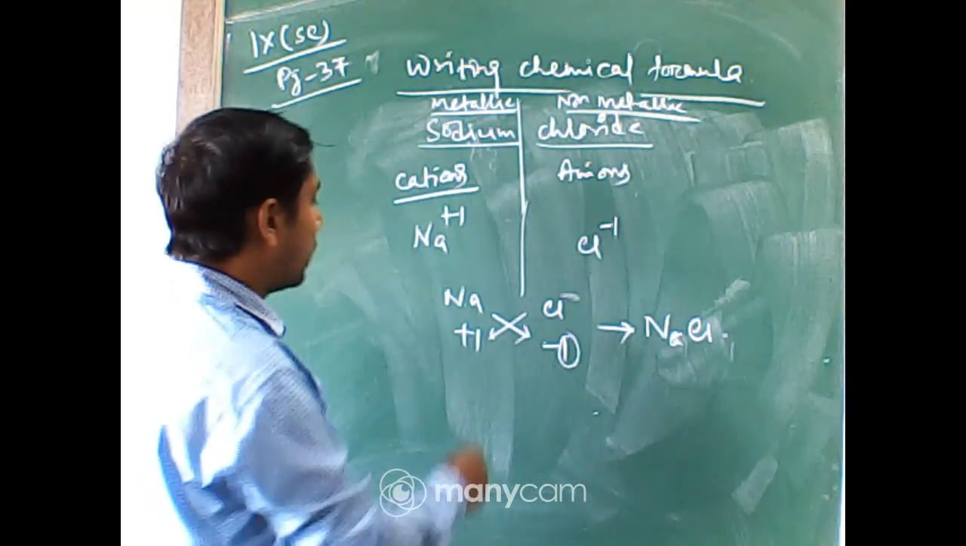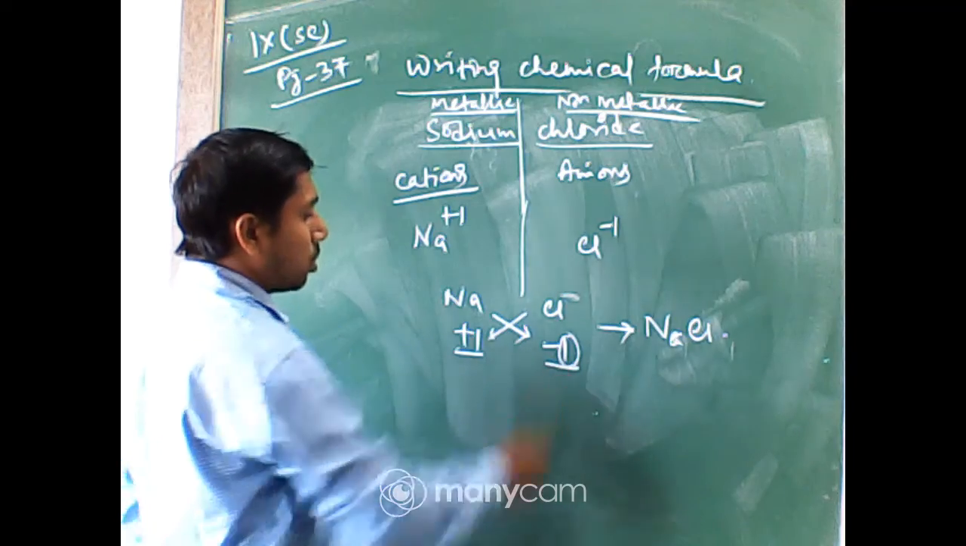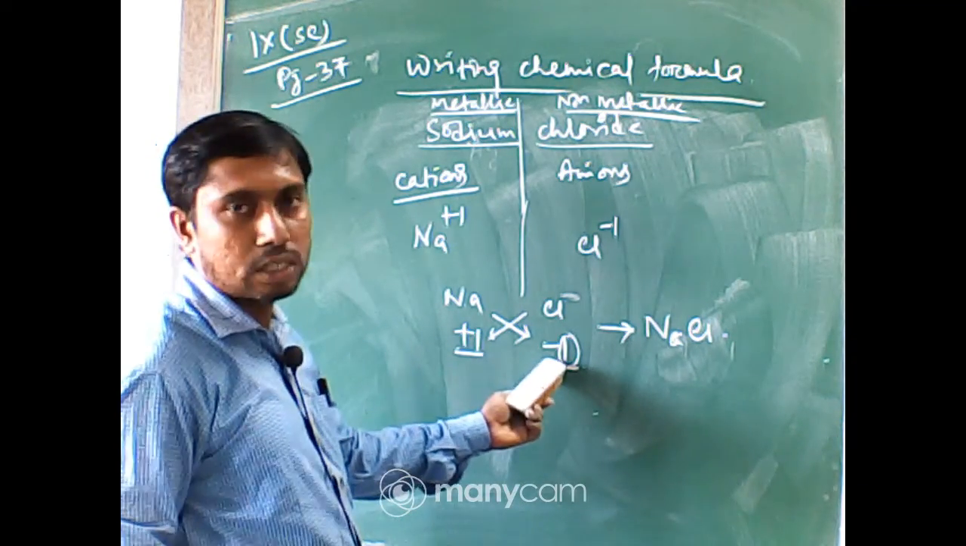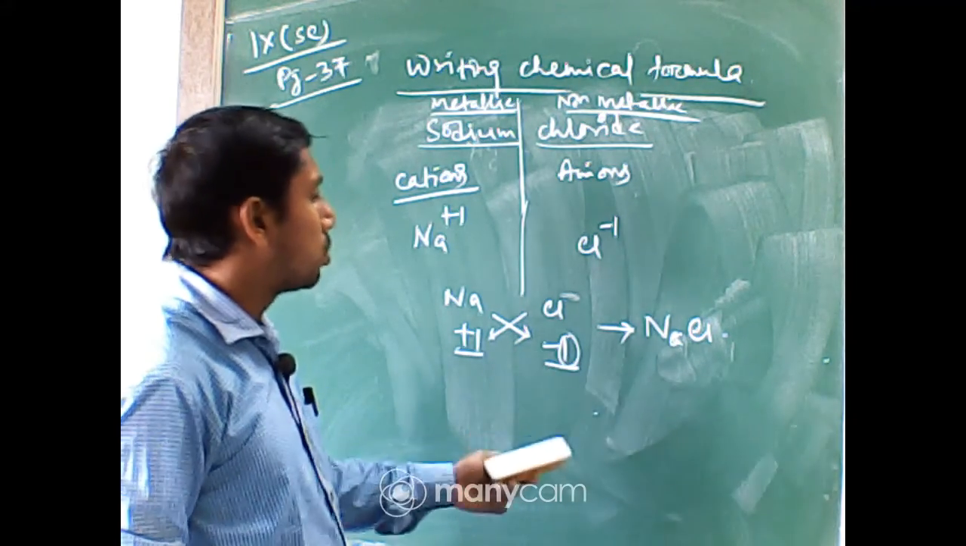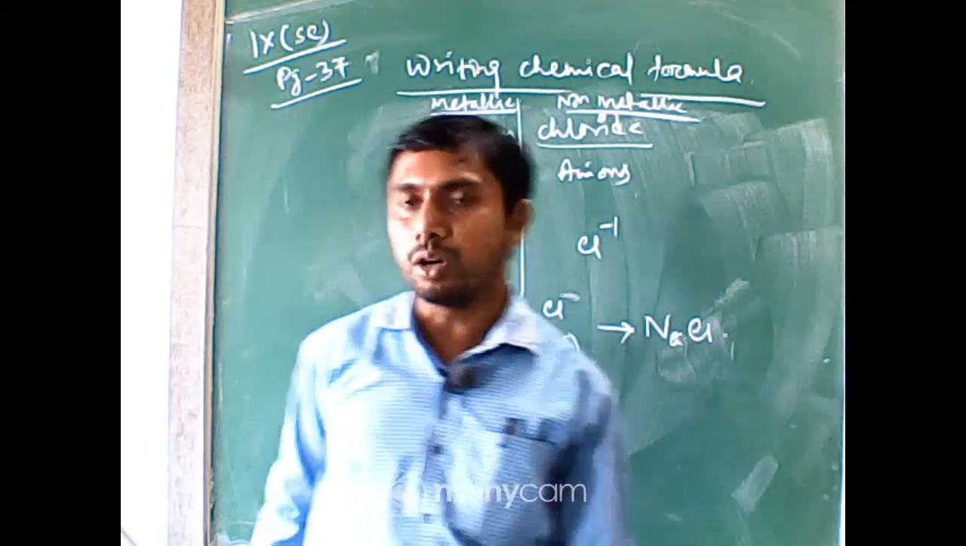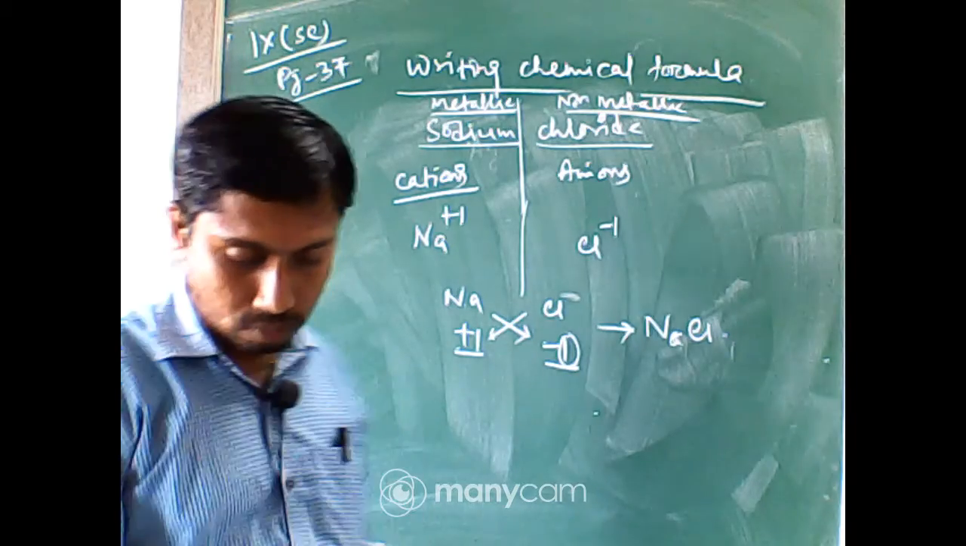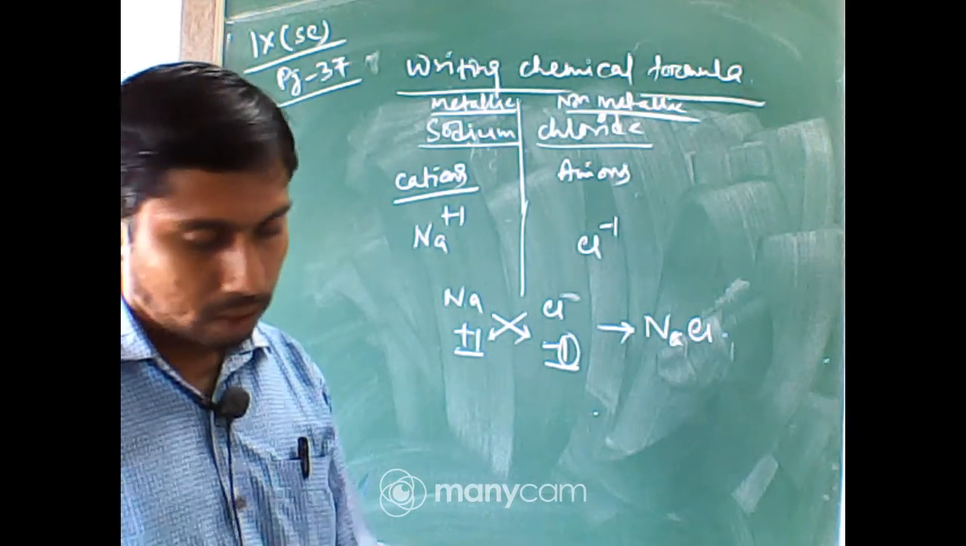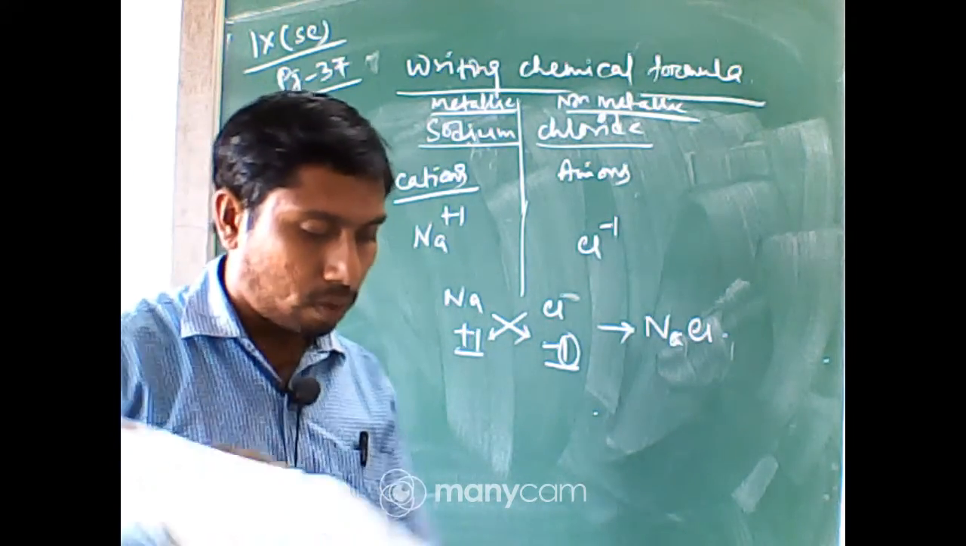Okay. Now, check whether the charge is balanced or not. Here single positive and here single negative. So, here the charge is neutralized. Okay. So, this is the formula for sodium chloride. Okay. Now, coming to some more examples.